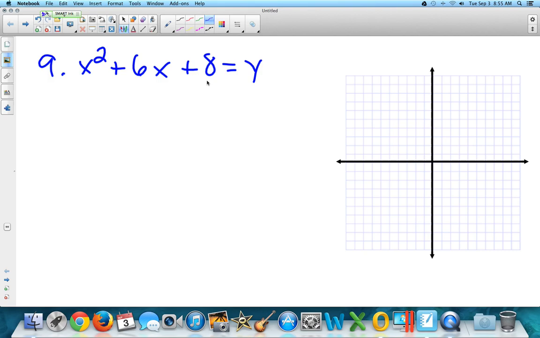Just like in completing the square, the first thing I'm going to do is move my constant term over to the right. So I'll have x squared plus 6x equals y minus 8. I'm now going to complete the square since my leading coefficient right here is 1, so I'm just going to go ahead and complete the square. Half of 6 is 3. 3 squared is 9. So I'm going to add 9 to both sides.